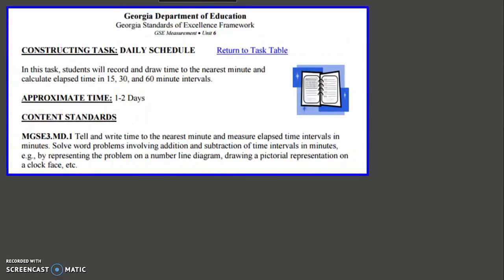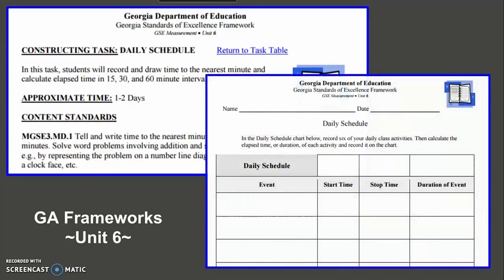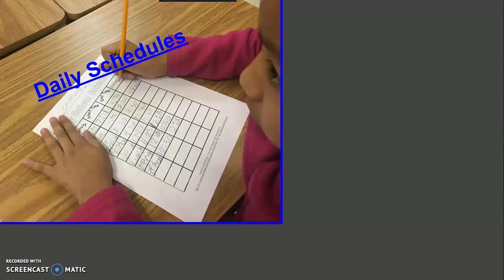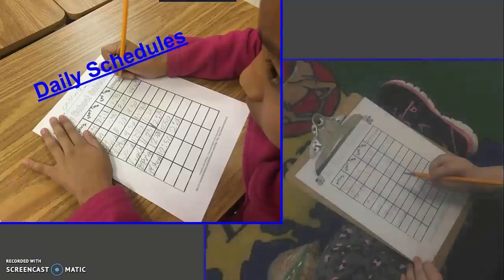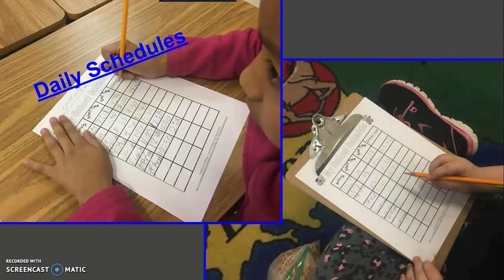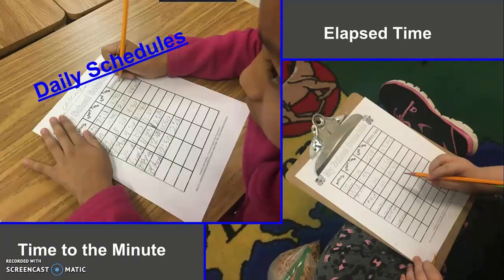Tasks such as the daily schedule, which is found in Unit 6 of the Georgia Frameworks, are a great way for students to analyze elapsed time and how it applies to their daily lives. After documenting the activities that occur at school, students were then able to include activities that occur after school. As students documented and compared their schedules, they practiced telling time to the minute and developed a more conceptual understanding of passing time.